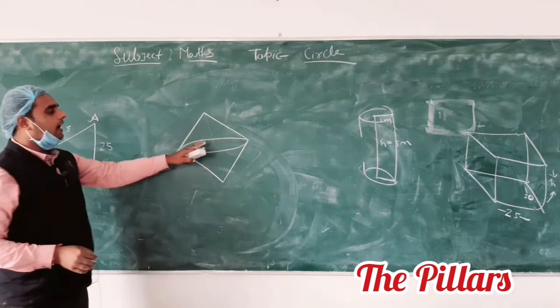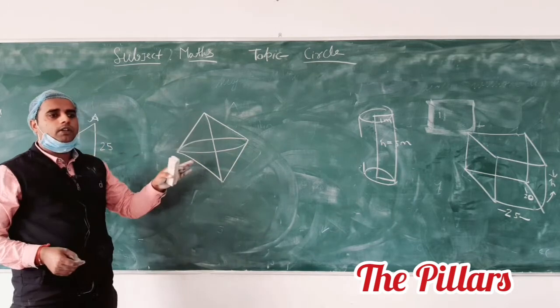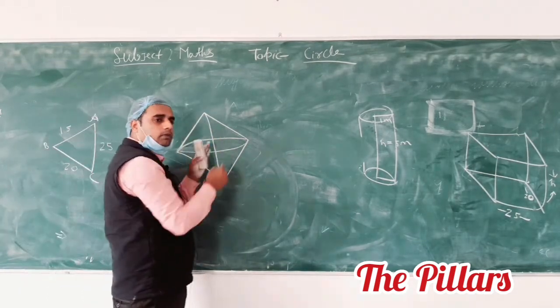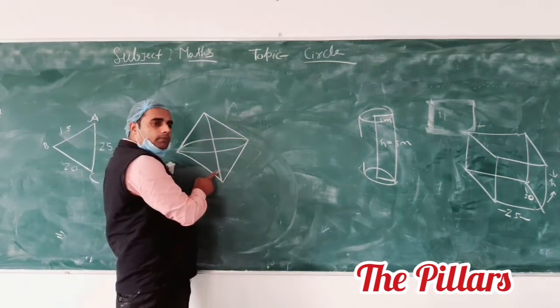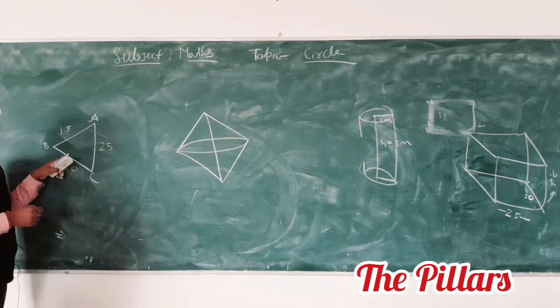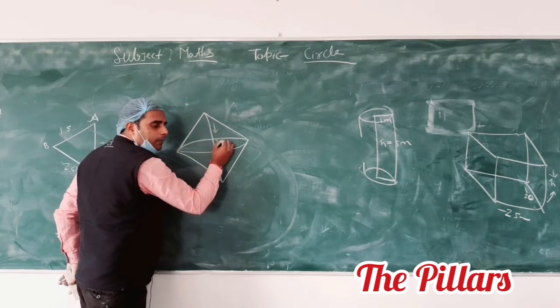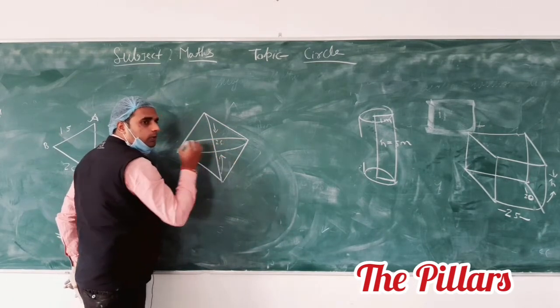See that after rotating, this is your hypotenuse. After rotating, you have to find the double cone. This is the lower part of the cone and this is the upper part of the cone. By this triangle we have to make, whose hypotenuse is this. Its total length is 25.